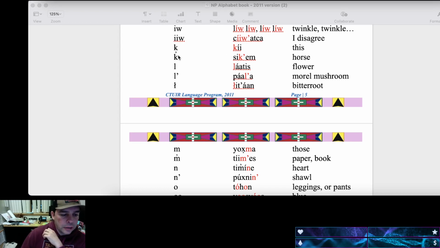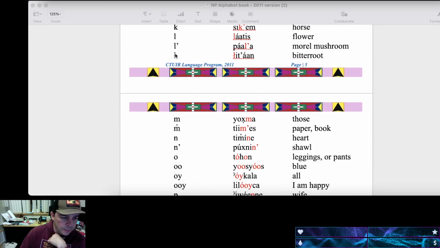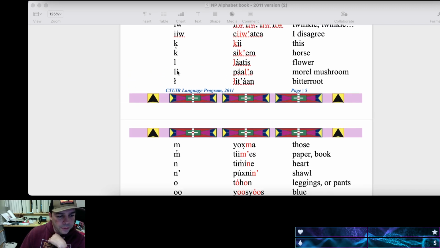K is just like English. It has an adjective, so there's k and k. L is just like English. This one here, the L, is our first glottalized vowel. The way it's pronounced is a little bit different, so it's hard to make an adjective L sound. So it makes more like a creaking sound.